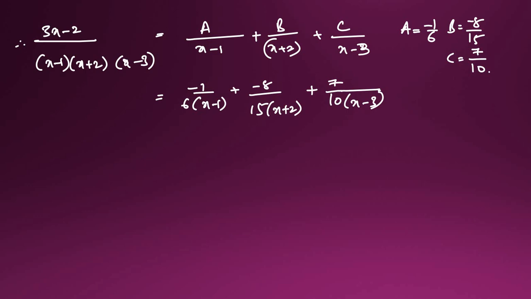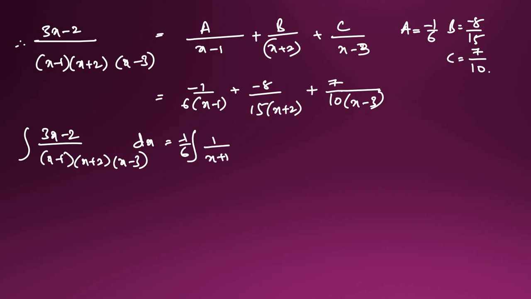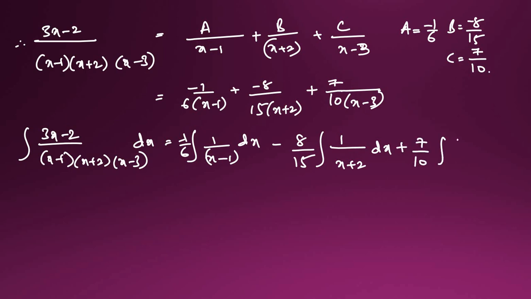So we have to take integration now, integration on both sides. Integral of (3x minus 2) divided by (x minus 1)(x plus 2)(x minus 3) dx equals the integral of minus 1/6 times 1/(x minus 1) dx, and here minus 8/15 integral of 1/(x plus 2) dx, plus 7/10 integral of 1/(x minus 3) dx.